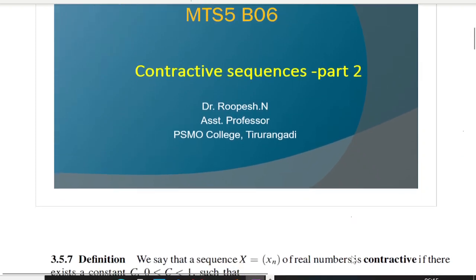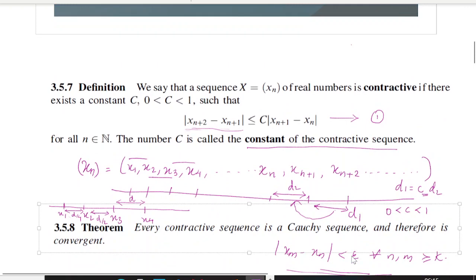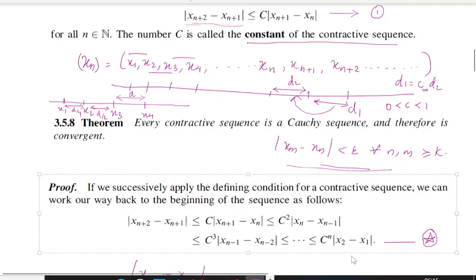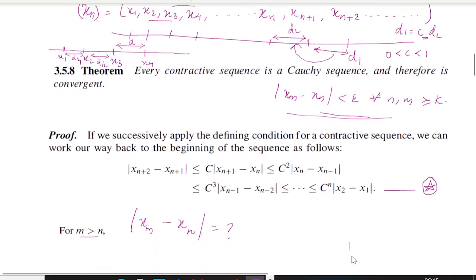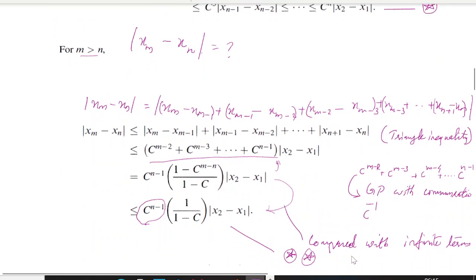By definition, we say that a sequence x equal to (xn) of real numbers is contractive if there exists a constant c lying between 0 and 1 such that modulus of xn plus 2 minus xn plus 1 is less than or equal to c into modulus of xn plus 1 minus xn. And we have studied a theorem: every contractive sequence is a Cauchy sequence and therefore it is convergent.